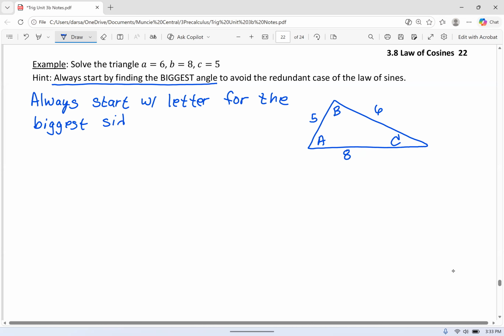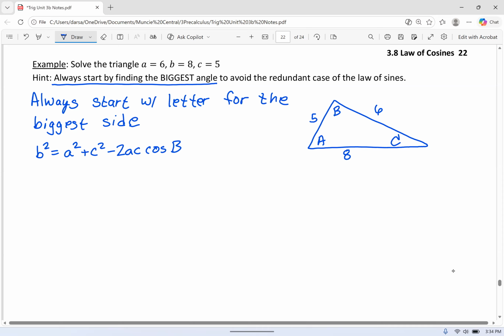If you have a problem that just says find this one side, then just use whatever side you need to use, and that should be the equation that you're picking. Or find this one angle, use that equation for that one. Okay, so this is telling us we have to find all three angles. So what is our biggest side? Well, that is 8, which is B. So we are going to start with B squared equals A squared plus C squared minus 2AC cosine of B, because that is the angle that is opposite the biggest side.